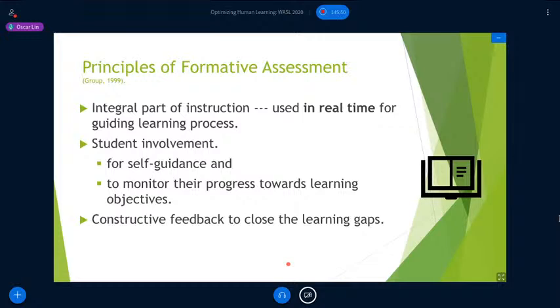And second, formative assessment fosters student involvement. That means the student should not be punished for their mistakes. Instead, they can use assessment for self-guidance and to monitor their progress towards learning objectives. And the third is that formative assessment requires constructive feedback to close the learning gaps.